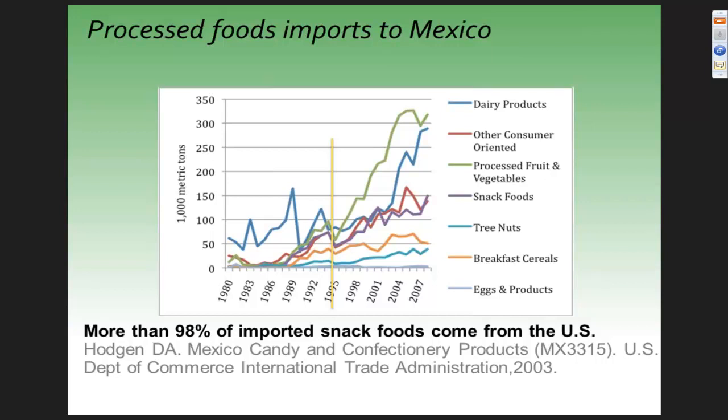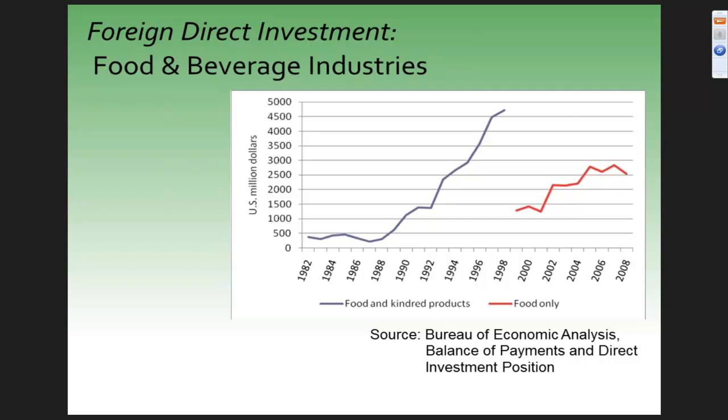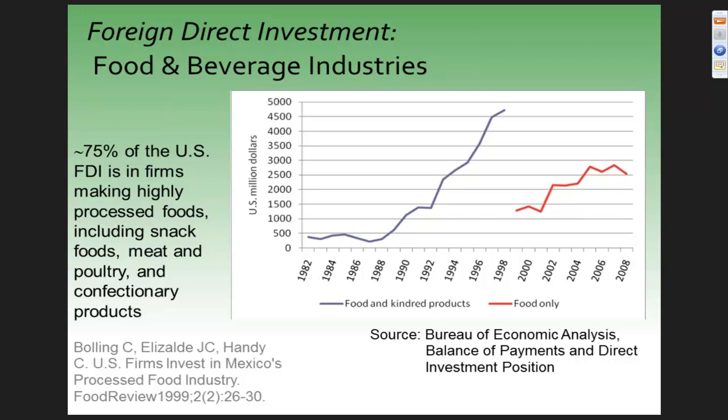Similarly, we've seen some increases in foreign direct investment, which I mentioned before. These inquiries increased quite markedly after NAFTA. And you see here both in food and related products, but then if you focus on food only, again, increase in billions of dollars. And this is really all along what's called the food supply chain. So all the way from food production, meat production, to food processing, distribution, and even at the retail level. 75% of the U.S. foreign direct investment has been in firms making processed foods like snack foods and processed meat foods and bakery and other confectionery products.